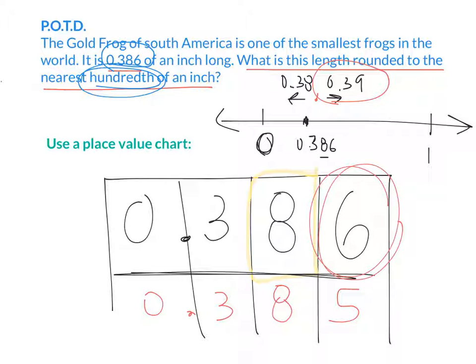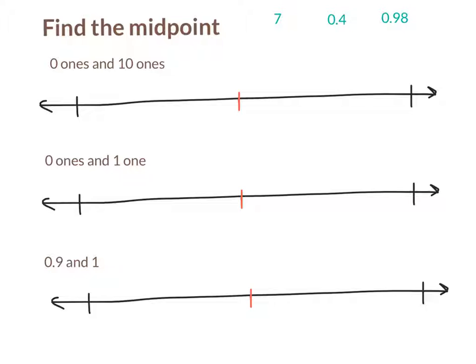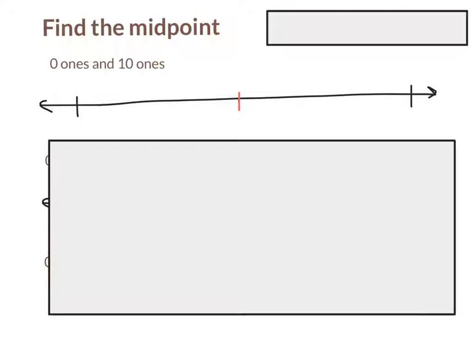Okay? And it's okay if that seems confusing right now. We're going to talk about it in just a little bit. But the answer to this problem then would be 0.39 what? Inches. Okay? We're going to practice finding the midpoint. So write in your notebook, find the midpoint. So in your notebook, you're writing find the midpoint, and then you're writing 0 ones and 10 ones, and then you're drawing a little number line for yourself.